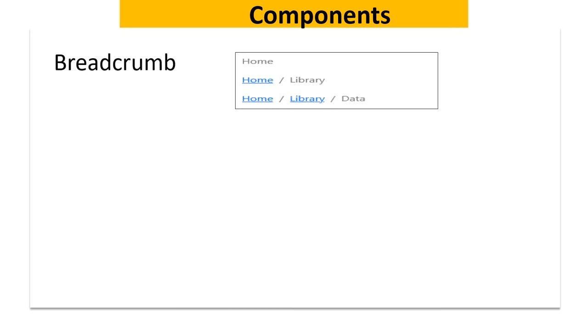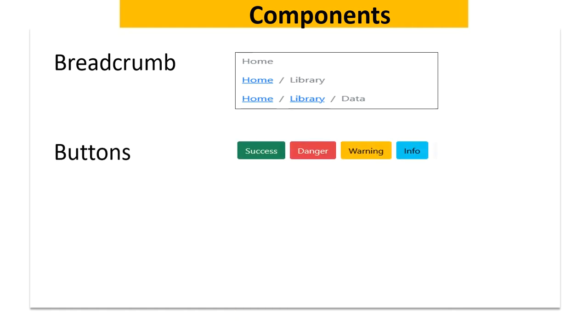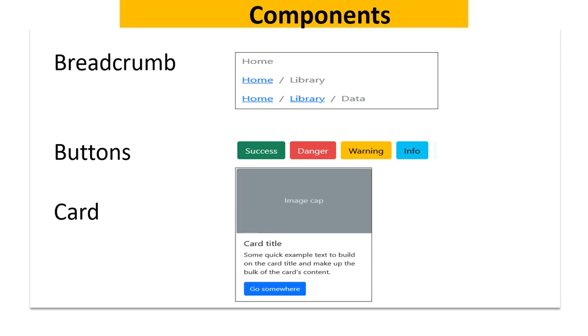Breadcrumb. It is used for site navigation, sir. It simply tells us how you came to this page. What is the page navigation? Page navigation details we can display by using breadcrumbs. Buttons. Most of the time in our application, if we want to perform some action, we are going to provide buttons. So how to style the buttons you are going to learn in the button section. Card.